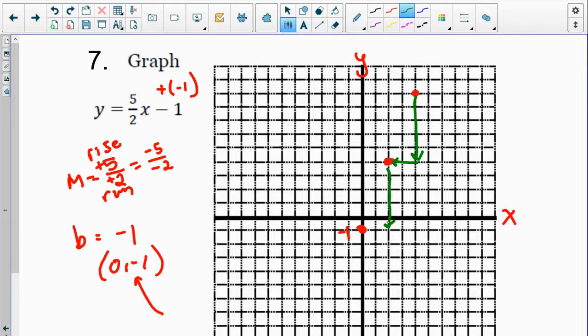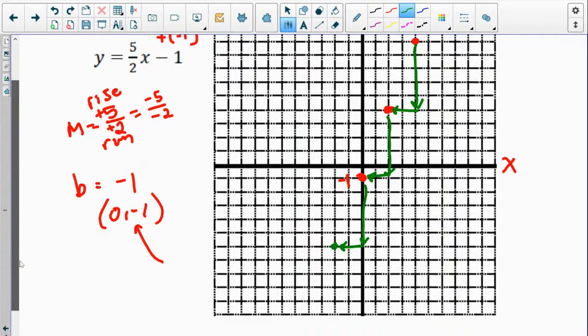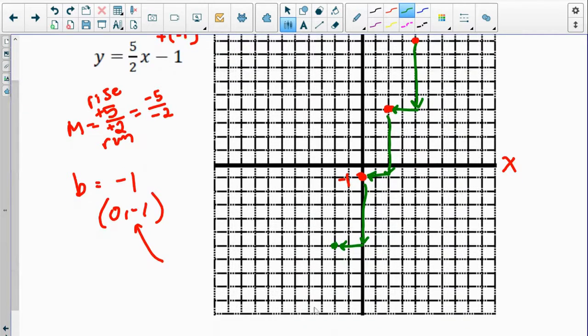So I could keep doing that. Down 5, left 2. Down 5, left 2. And I think if I scroll down on my screen, I can get one more to fit. Down 5, left 2.